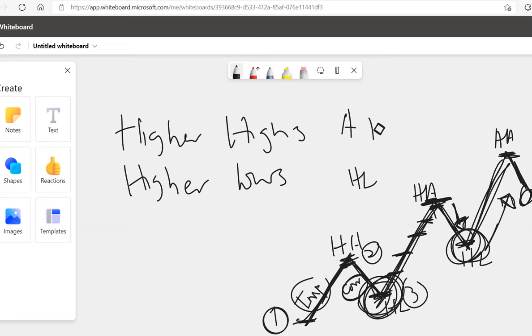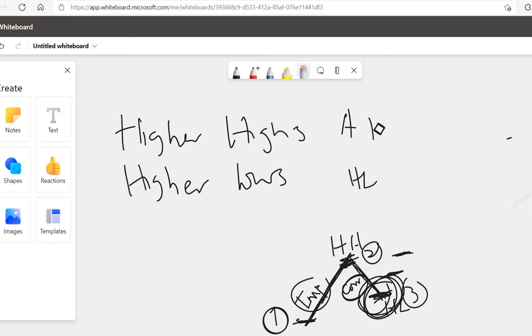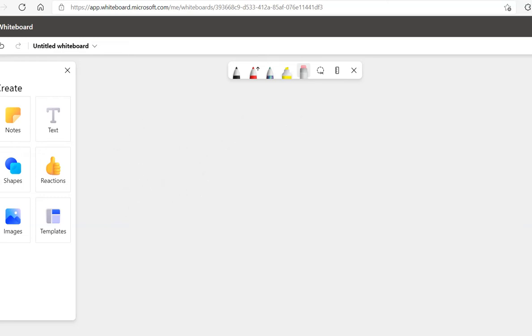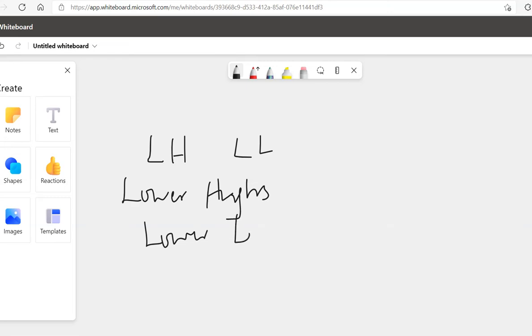Now for the bearish market. We've talked about the bullish market, and now I want to talk about the bearish market. The bearish market is just the opposite of the bullish market. It's called lower highs and lower lows. That's what it's called. So this is the market, I said it moves in a zigzag direction. The market is heading downwards.